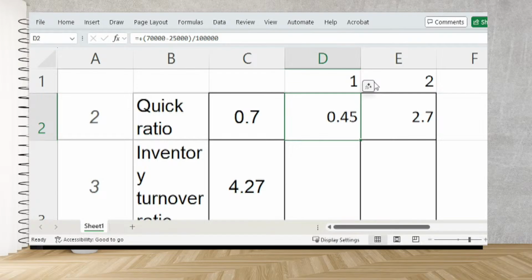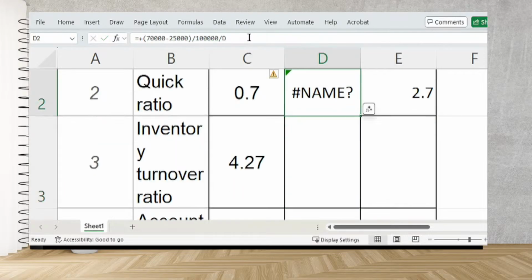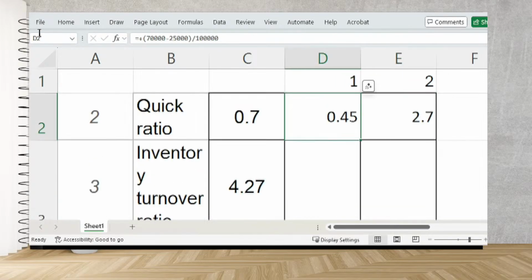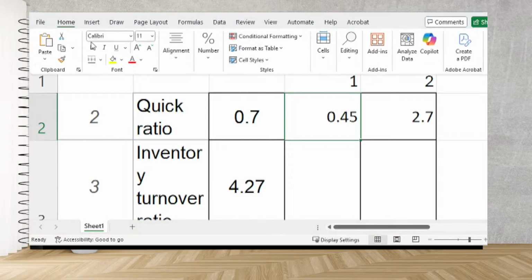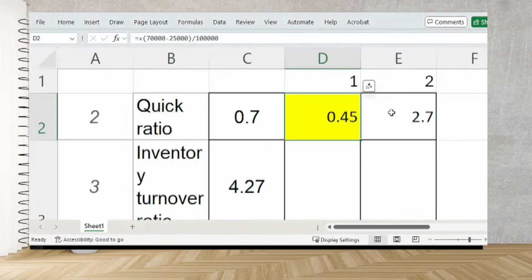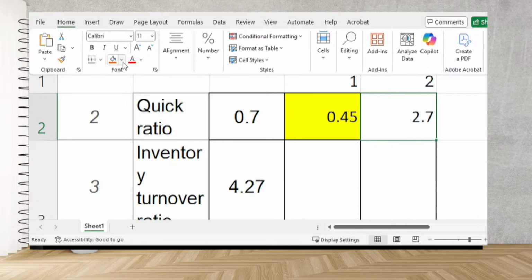So decrease and increase, you can consider. I'll mark yellow as a decrease, and the other color is basically the increase, that we consider.